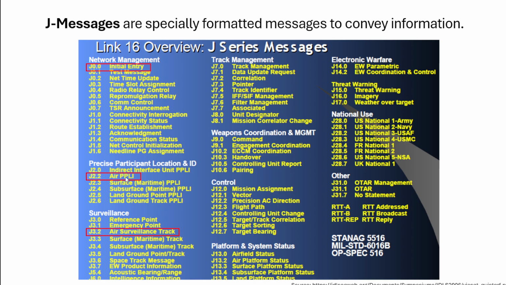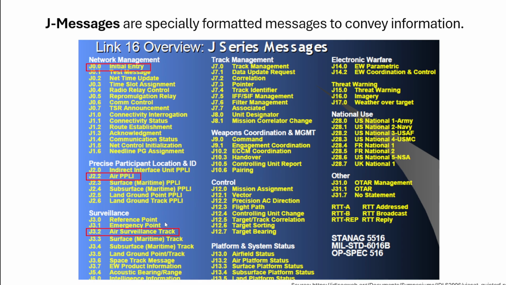There is the air PPLI that you guys know already from BMS, but there are also surface, submarines and land ground points or tracks. If someone is tracking something with a target pod, it's also possible to send PPLI. And there is also the indirect interface, which means that, for example, an AWACS could be getting information from a unit without its own PPLI, but the AWACS could actually gather this information and send it over the Link 16 network for other people as a kind of pseudo PPLI.